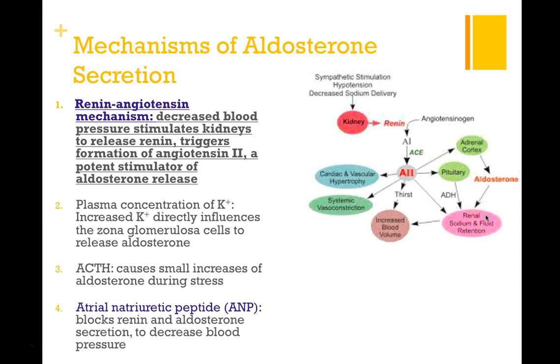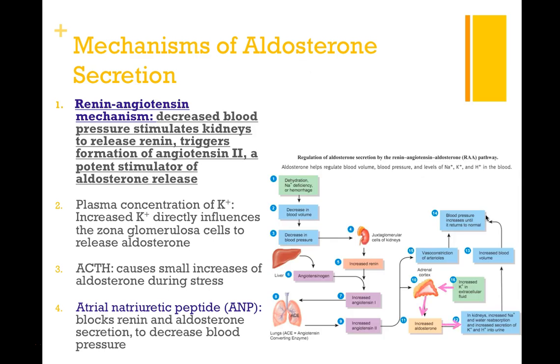And that will mainly cause the adrenal cortex to release aldosterone, which will cause sodium and water reabsorption. If we take a look at the concentration of potassium, we are going to stimulate the release of aldosterone if we have increased levels of potassium, and that will influence the zona glomerulosa cells within the cortex. When we release ACTH, that is only going to cause small increases of aldosterone during stress. Now we know that antagonistic to aldosterone is the atrial natriuretic peptide, and that is secreted by the atrial wall of the heart and will decrease blood pressure.